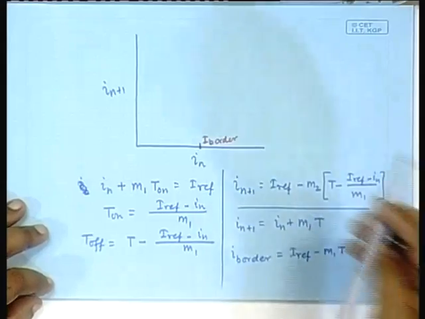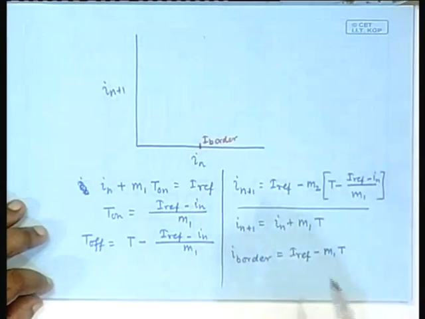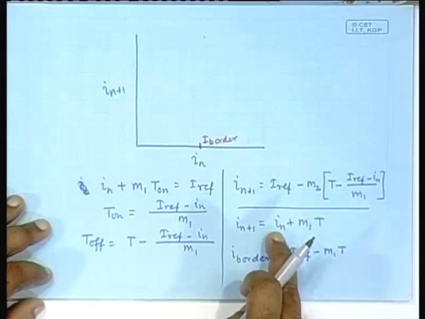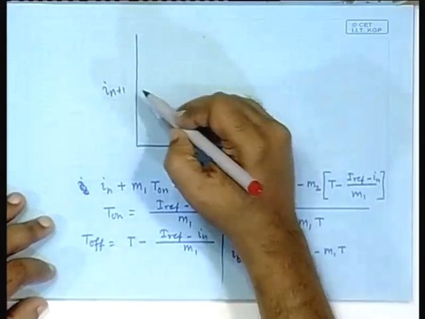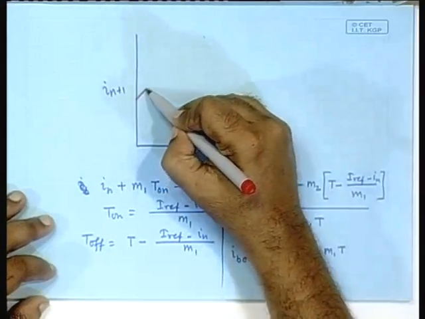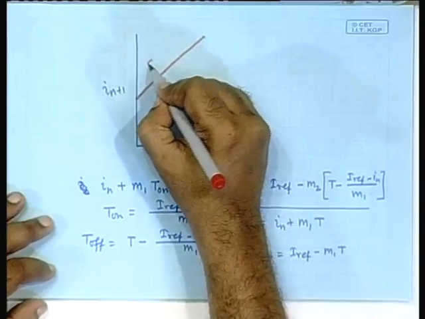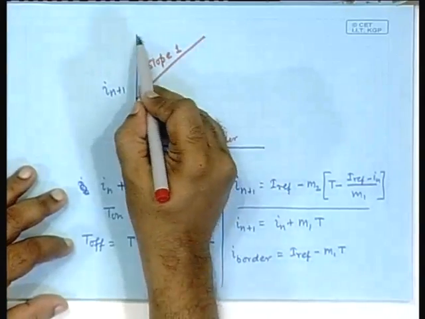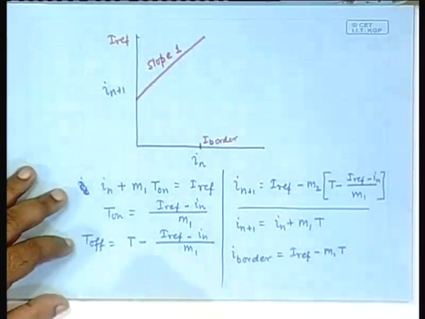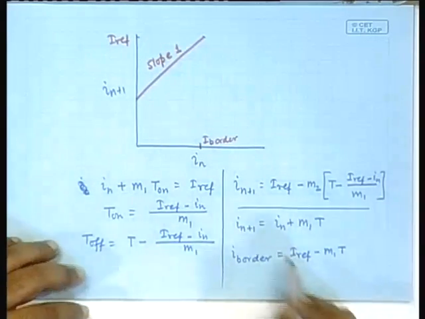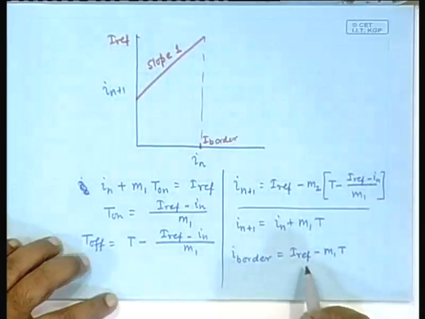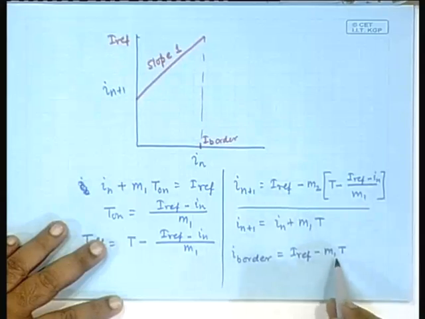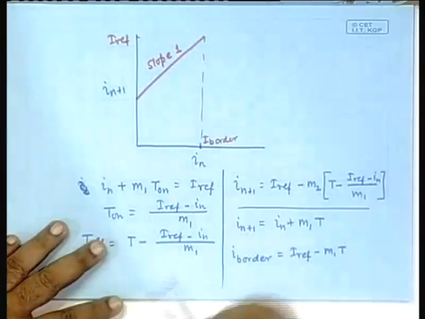What will be the graph like? The slope of the graph will be 1 and plus M1 T. So, it will go something like this. Here the slope is 1. And it will reach I reference. Okay. So, this is the borderline situation where it reaches. So, if you put I border here, in this case you see that M1 T cancels off, and finally you get I reference.